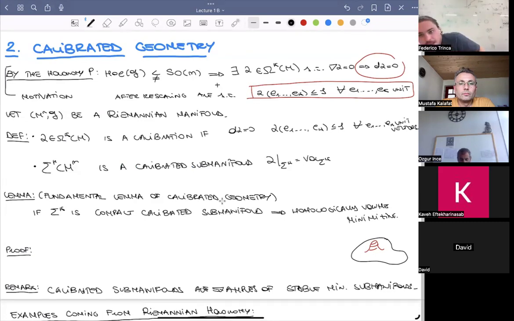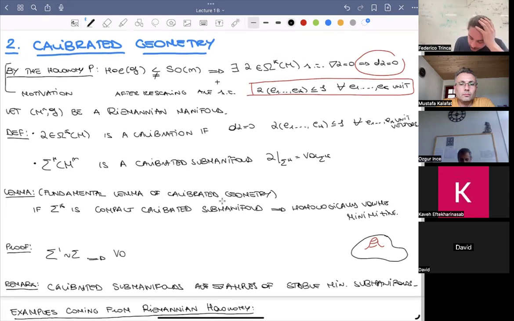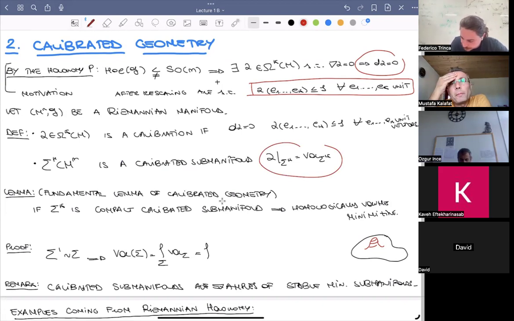Okay, now I will give you a very brief proof of this fundamental lemma of calibrated geometry. If I have sigma prime, which is homologous to sigma, then I can compute the volume of sigma, and this is equal to the integral over sigma of the volume form of sigma. But now, by the condition here, we know that this is equal to the integral over sigma of alpha.